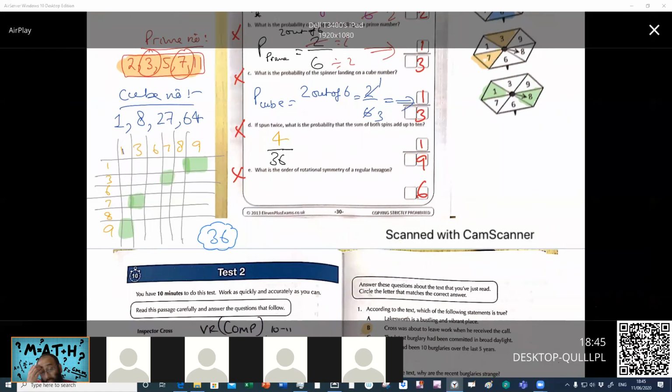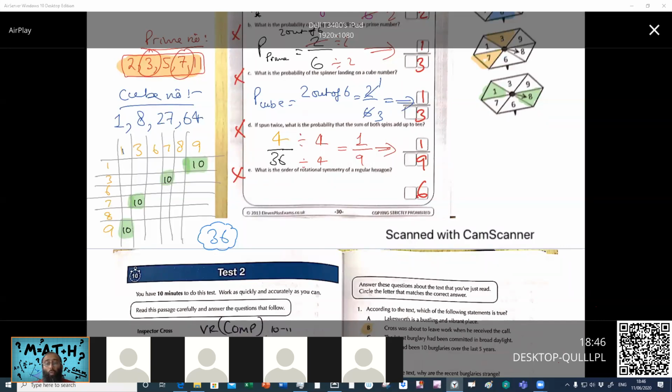If you throw the dice, there's 36 combinations. 4 of them are going to be a total of 10. So what can we do with that fraction? Can we cancel it down? Yeah. What will cancel down by? 4. Well done. So 4 divided by 4 is 1. 36 divided by 4 is 9.